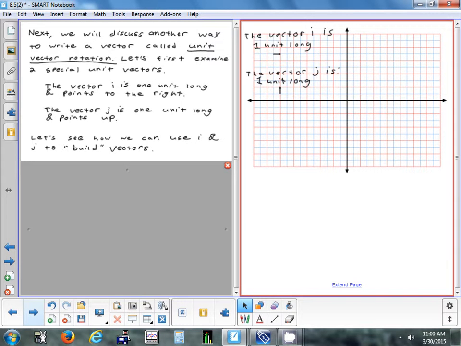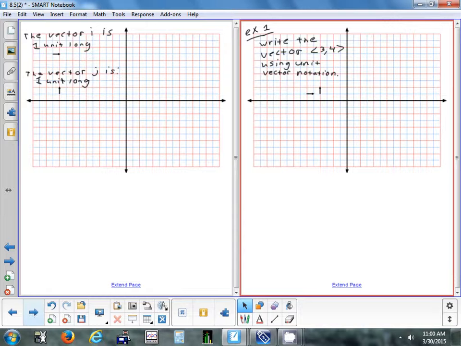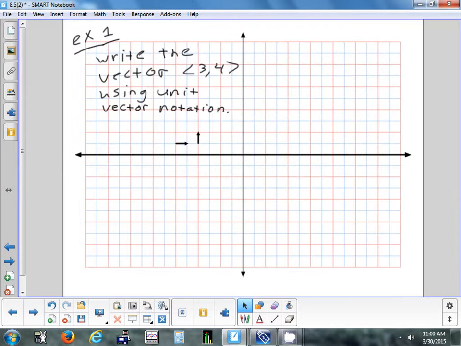So what I've done on this page is I just drew the vector I, 1 unit long, pointing to the right. I drew J, which is 1 unit long, pointing up. Does everyone have what's on the left-hand side? What I'm going to do is stack I's and J's together to build the vector <3, 4>. I don't have to start at the origin, and I'm not going to, because then my vectors are going to blend in with the axis. You won't see them as well. So I'm going to start right there.